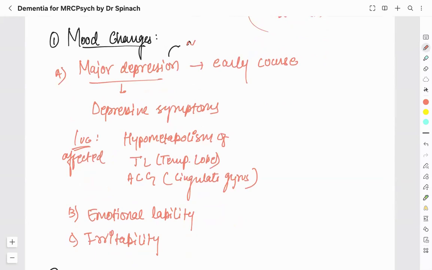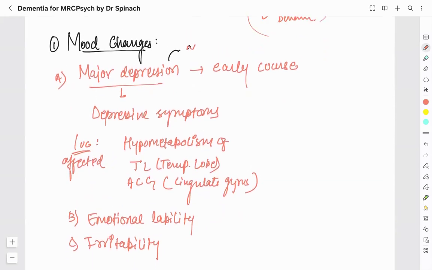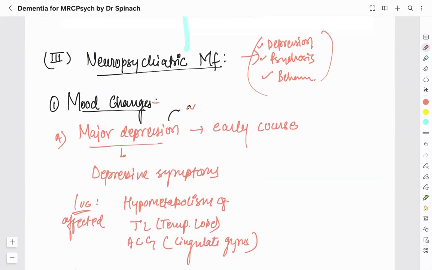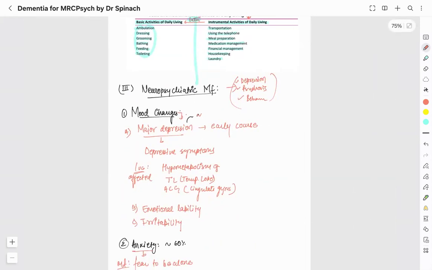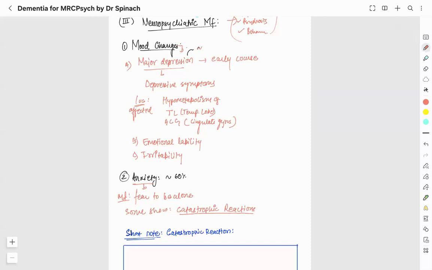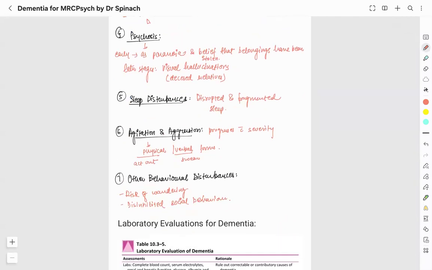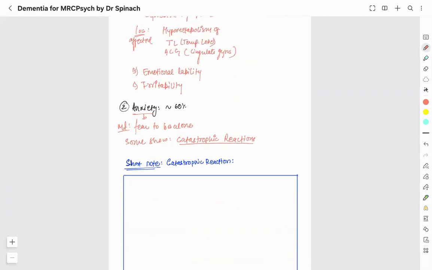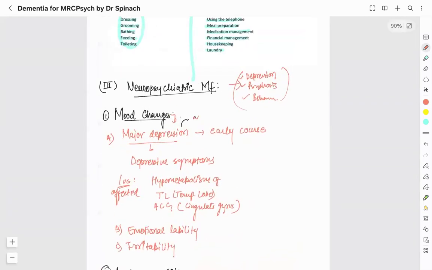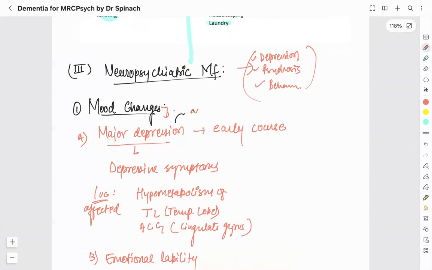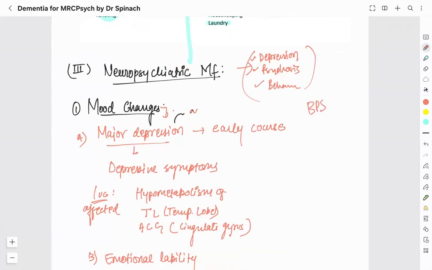So we have, as you said, major depression and mood changes. The neuropsychiatric manifestations would include mood changes, anxiety, personality changes, psychosis, sleep disturbances, agitation and aggression, and other behavioral disturbances. Now, there was a doubt that came when I was reading about BPSD. BPSD had the same things, more or less, just one or two extra things. More or less they were the same thing.